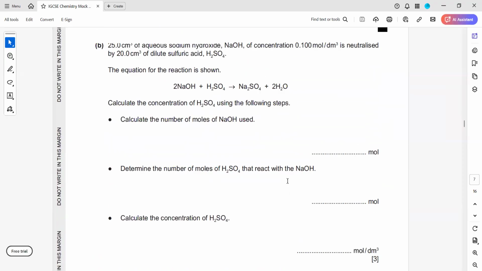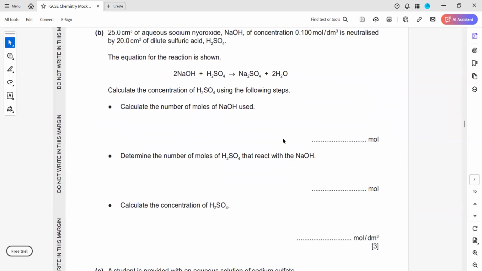I already checked mine. 25 cm cube of sodium hydroxide of concentration 0.1 is neutralized by 20 cm cube of sulfuric acid. The equation is shown. Calculate the concentration of sulfuric acid by steps. First, we need the moles of sodium hydroxide. Moles is equal to concentration times volume. So 25 cm cube of sodium hydroxide of concentration 0.1, so 0.1 multiplied by 25 divided by 1000. What is the answer?